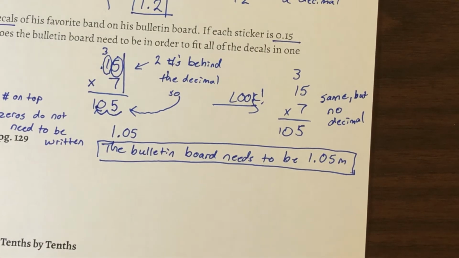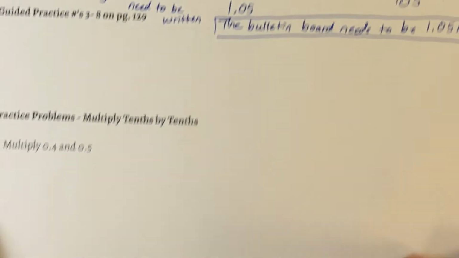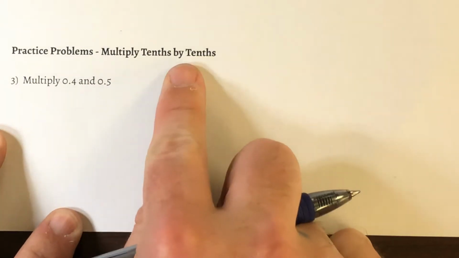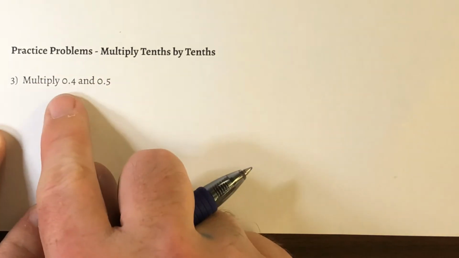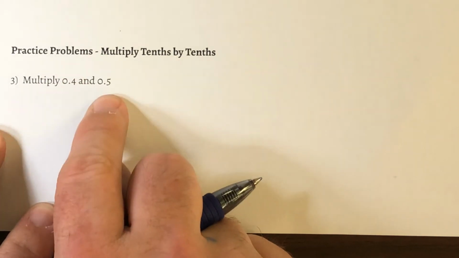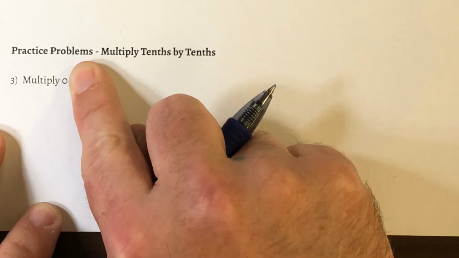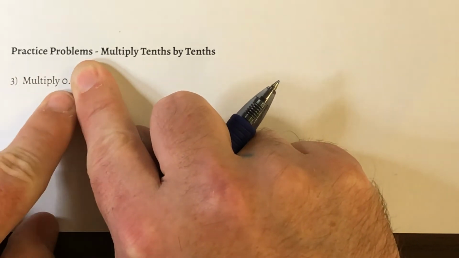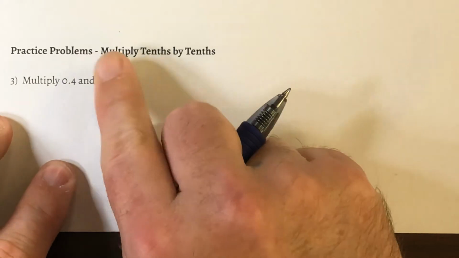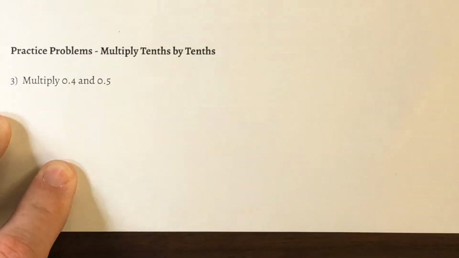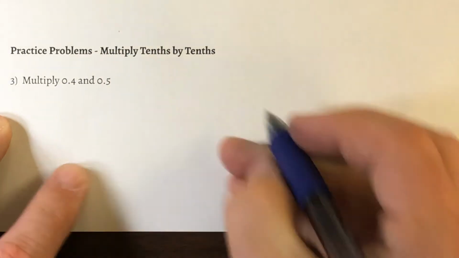All right. Example 3. We're going to multiply tenths by tenths. So our example is multiply 4 tenths and 5 tenths. Those zeros are not sandwiched between anything. There's a decimal on the back, but there's nothing in front, so it's not sandwiched. It's not needed. The same with this 0. So I'm not even going to bother with them.